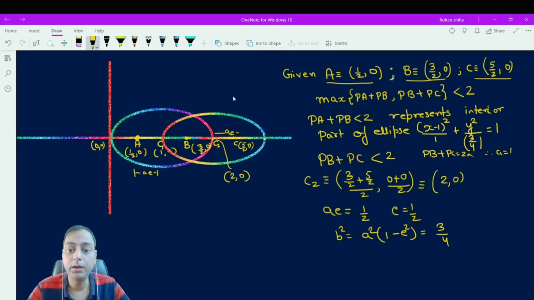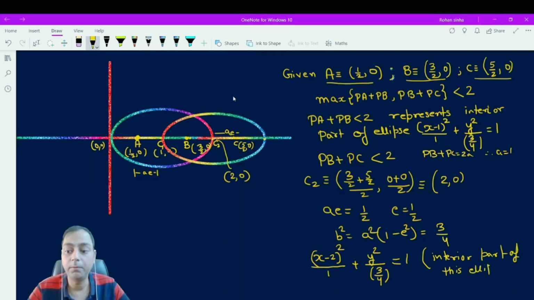So what about the equation of this second ellipse? The equation of the second ellipse is (x minus 2) whole square divided by 1 plus y square whole divided by 3 by 4 is equal to 1. And PB plus PC less than 2 represents the interior part of this ellipse.